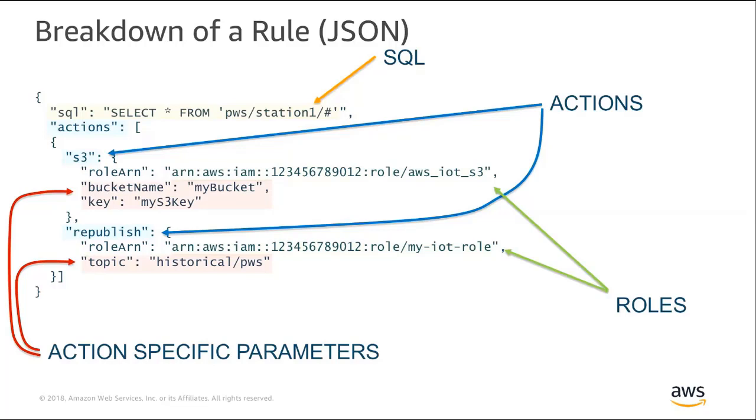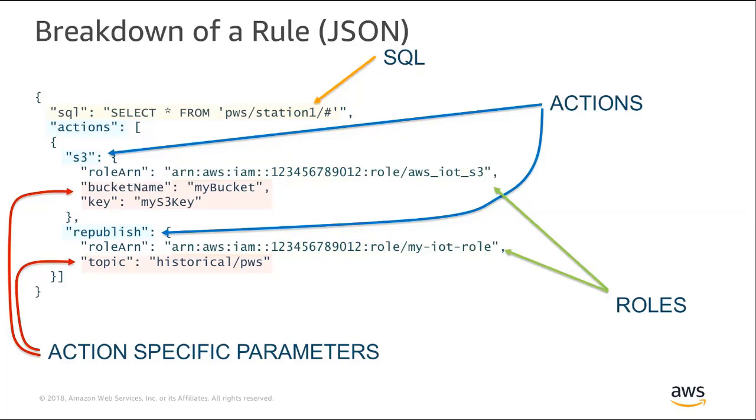For every single action, we associate an IAM role. This allows AWS IoT to assume a role to then talk to the upstream service. So in the first case, we assume a role to talk to S3, and in the second case, we assume a role to republish.